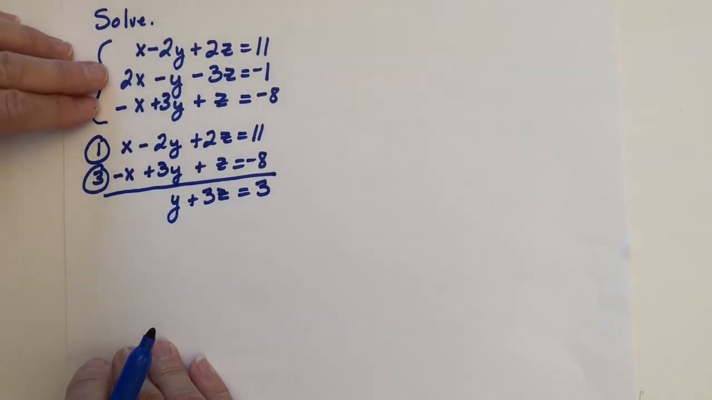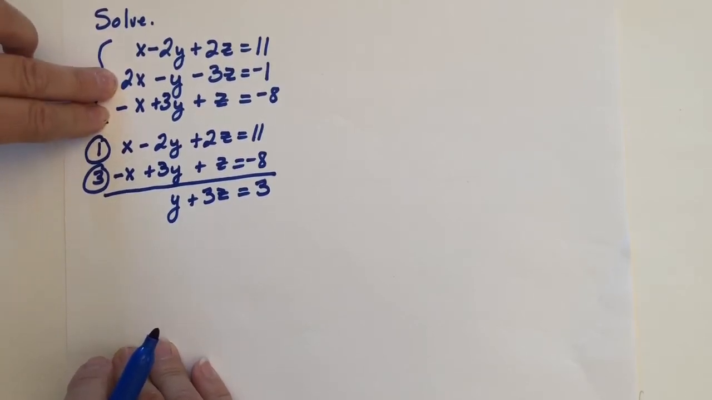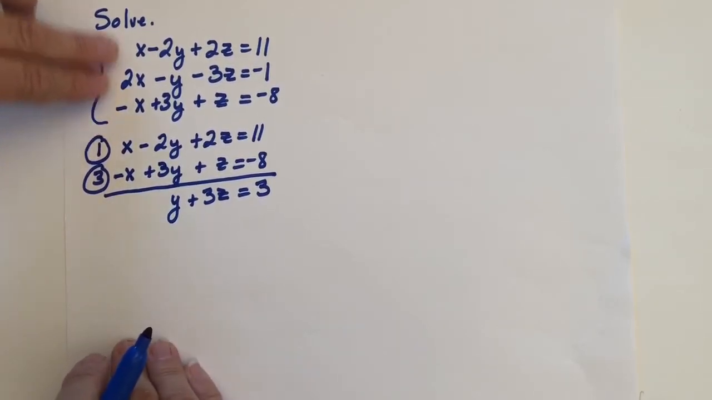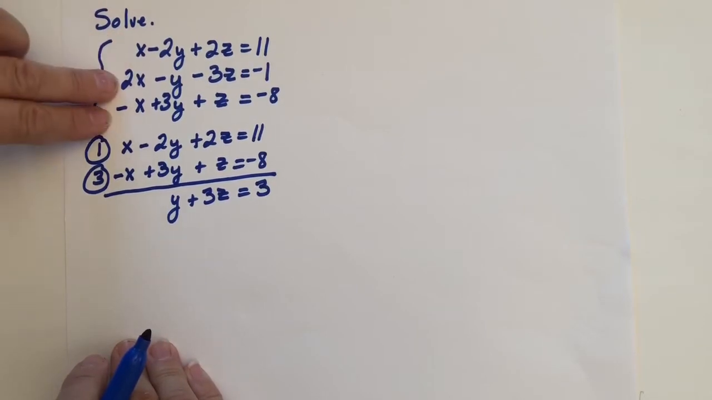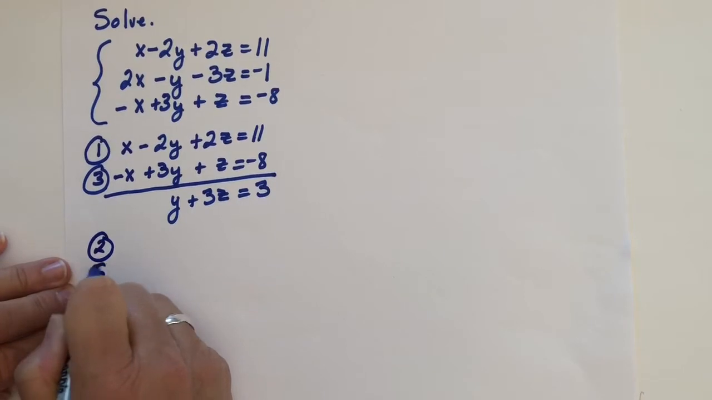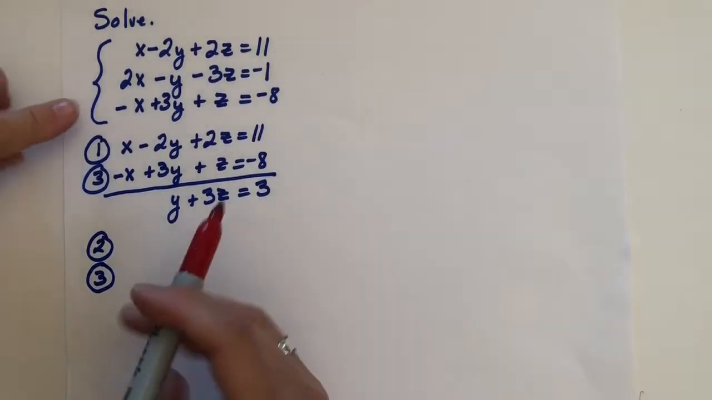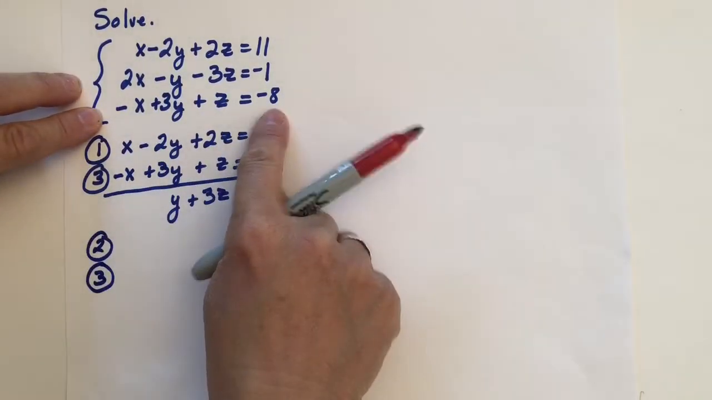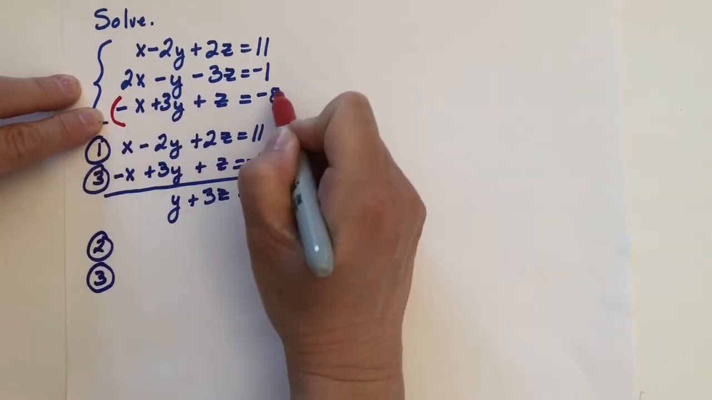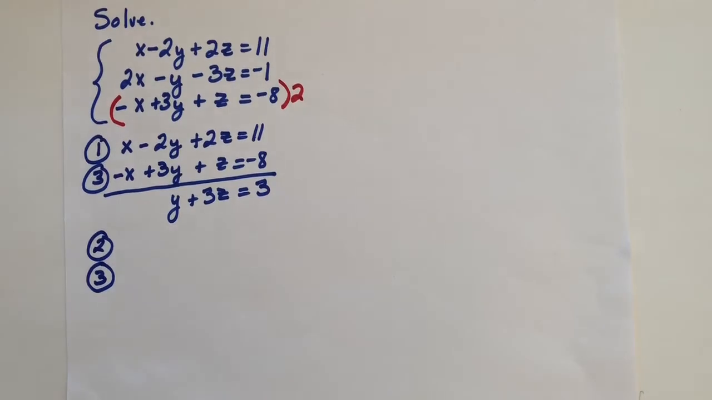Since I see that the 2 and the negative 1, the coefficients of x, are already opposites in these two, I'm going to grab those two, but it really is almost arbitrary. I could easily have grabbed these two. So let me jot down that I'm going to use equations 2 and 3. But notice, because I'm going to eliminate x, I'm going to need to multiply equation 3 by 2, because I need those coefficients to be exact opposites.